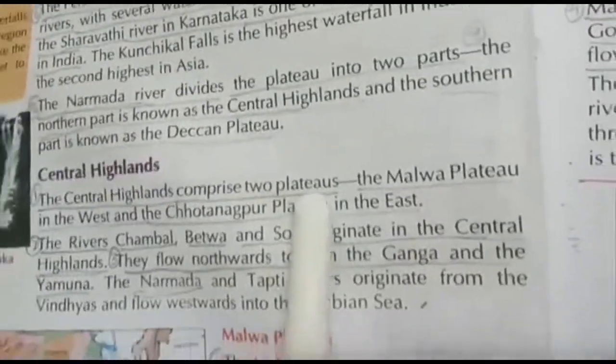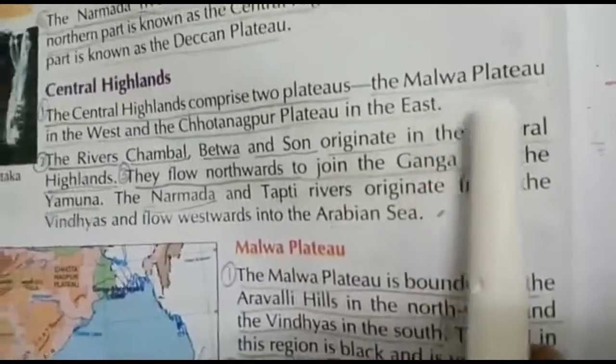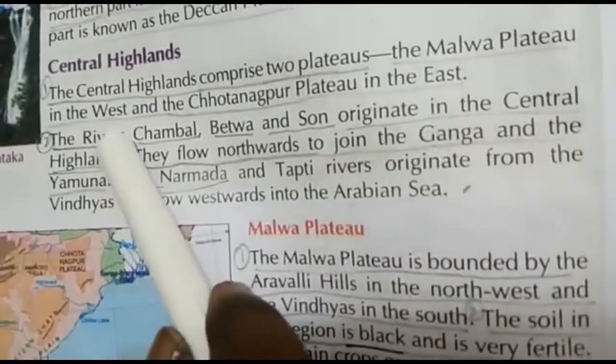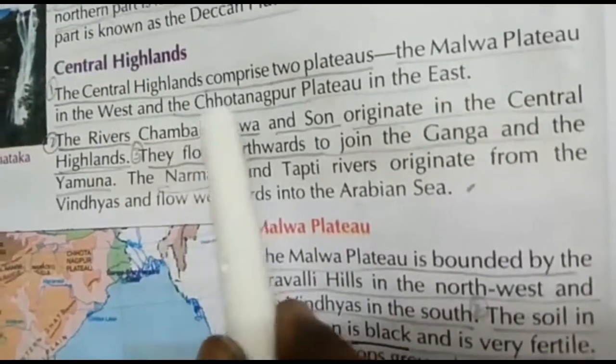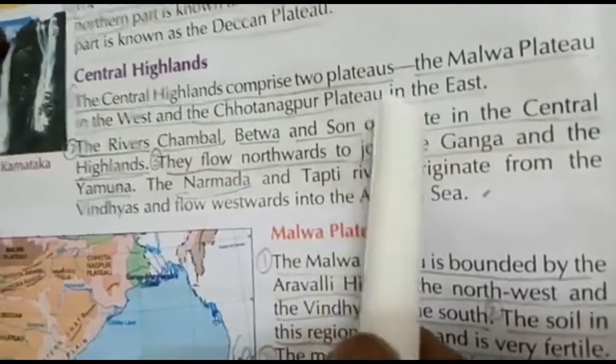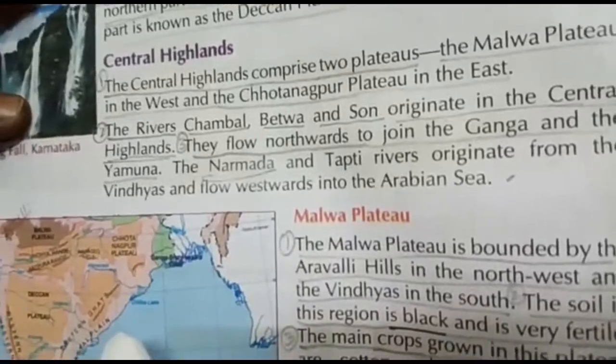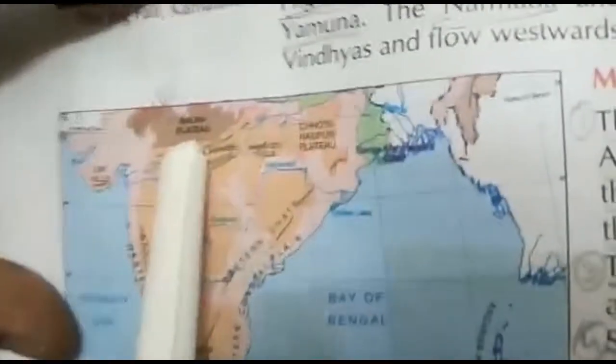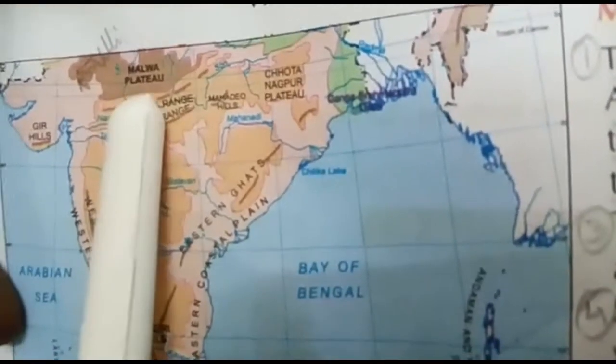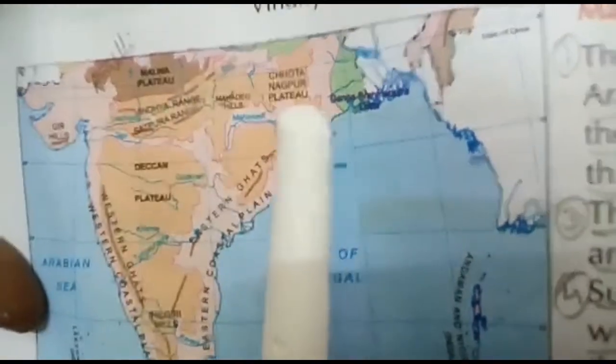Next, the Central Highlands. The Central Highlands comprise two plateaus: the Malwa Plateau in the west and the Chota Nagpur Plateau in the east. Here is the Malwa Plateau and also the Chota Nagpur Plateau. These are located in the Central Highlands.